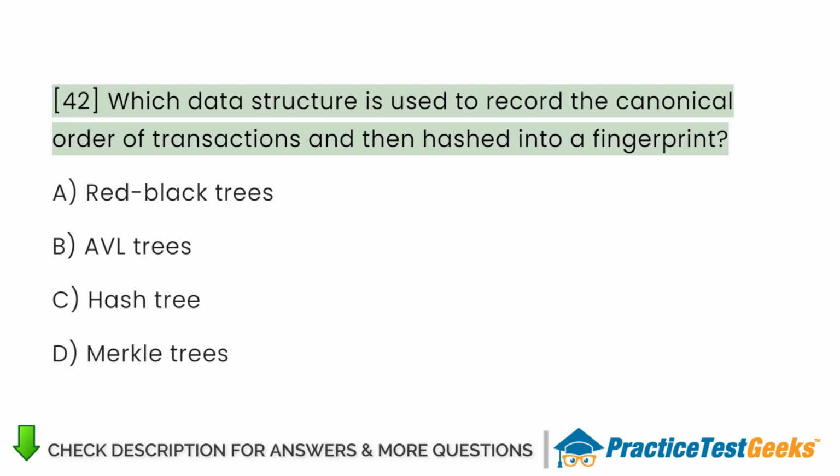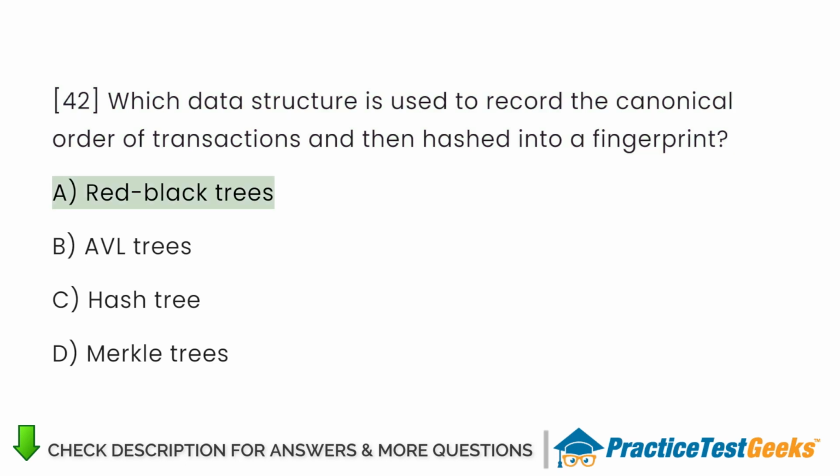Which data structure is used to record the canonical order of transactions and then hashed into a fingerprint? A. Red-black trees. B. AVL trees. C. Hash tree. D. Merkle trees.